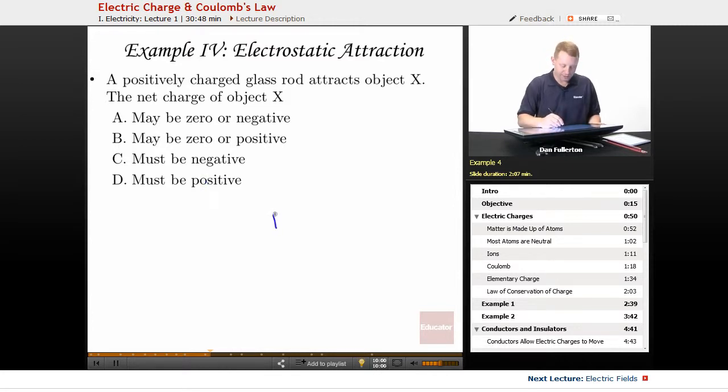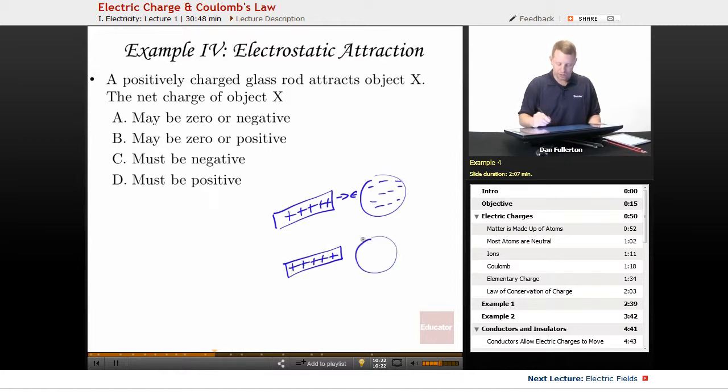If we take a positively charged glass rod and bring it near some object X, well, if it's negatively charged, they'll definitely be attracted. Opposites attract, so that could be true. But also, if we have a positively charged rod and we bring it near a neutral object, what can happen is, if we look closely, the entire thing is neutral.